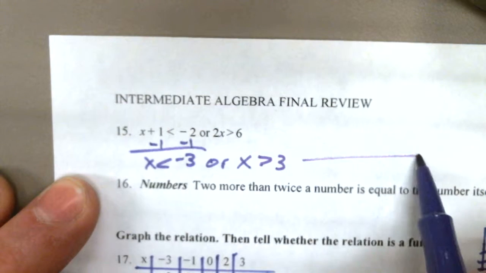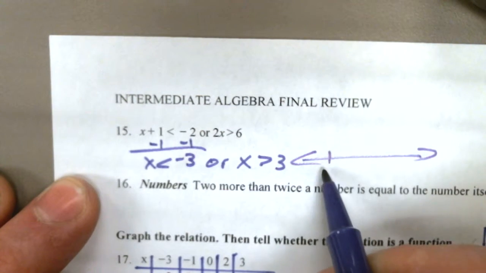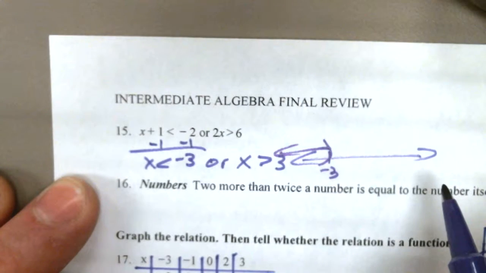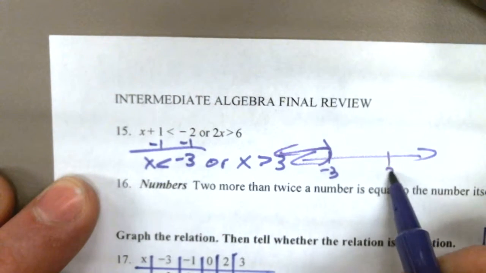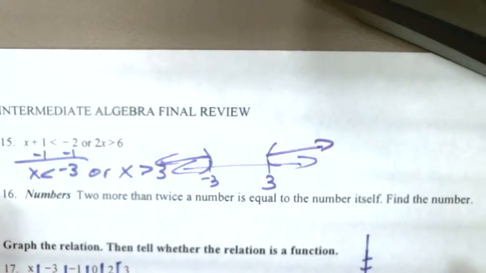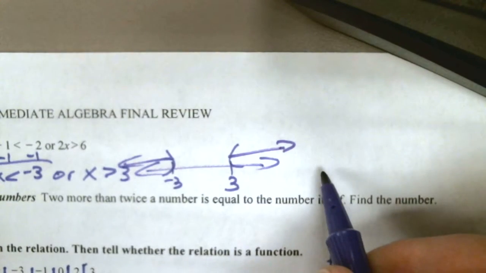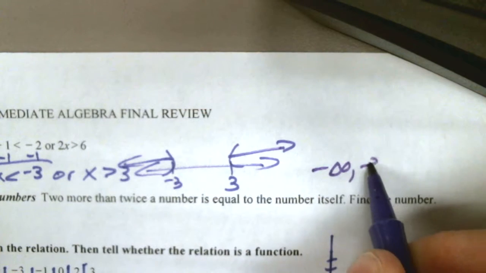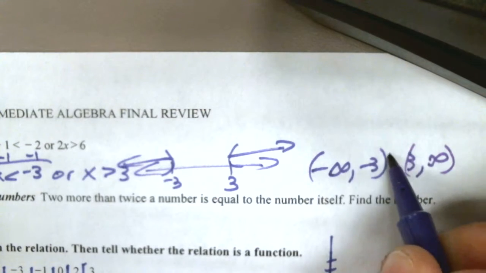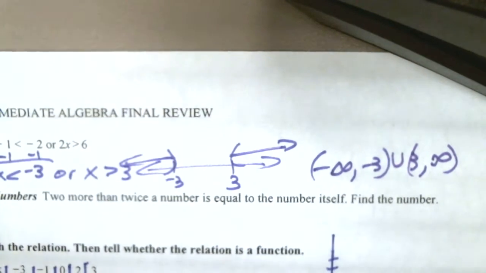If I was going to graph that, I would write x is less than, so it would be a parenthesis going to the left, x is greater than going to the right, and then in interval notation I would say from -infinity to -3 and from 3 to infinity, and we need to union those.